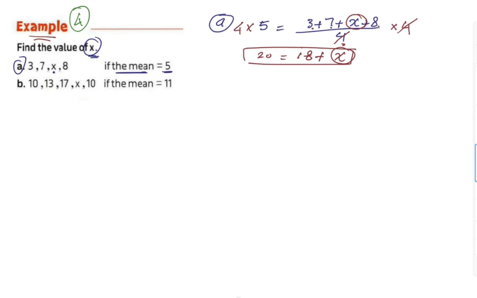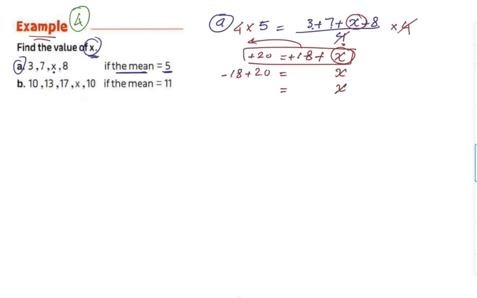Oh, I need to send this 18 to the other side. Now we have x here and we have 20. But when this 18 goes to the other side, what will happen to it? Note with me, any number without any sign to the left of it is just plus. This plus 18, when you send it to the other side, will be minus 18. Minus 18 plus 20? Yes, x.